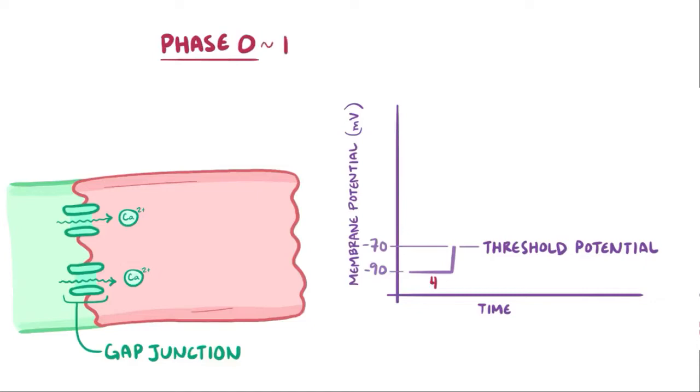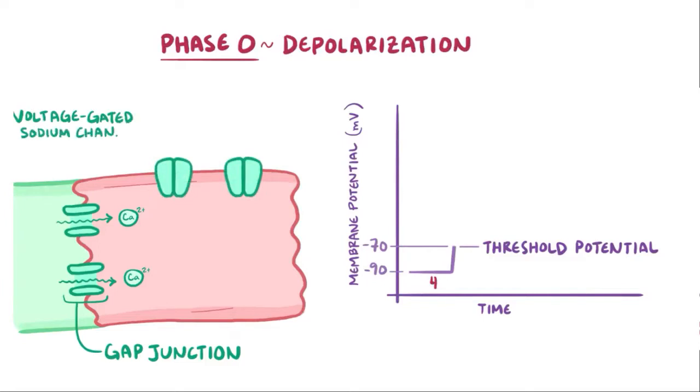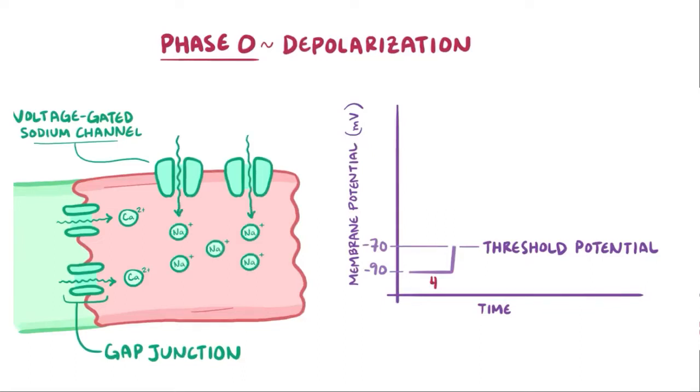Phase 0 is known as the depolarization phase. Basically, some voltage-gated sodium channels open up when they sense that the membrane potential is negative 70 millivolts, and they allow sodium to rush into the cell, creating an inward current. This rapid influx of sodium causes the myocyte's membrane potential to go all the way up to plus 20 millivolts.